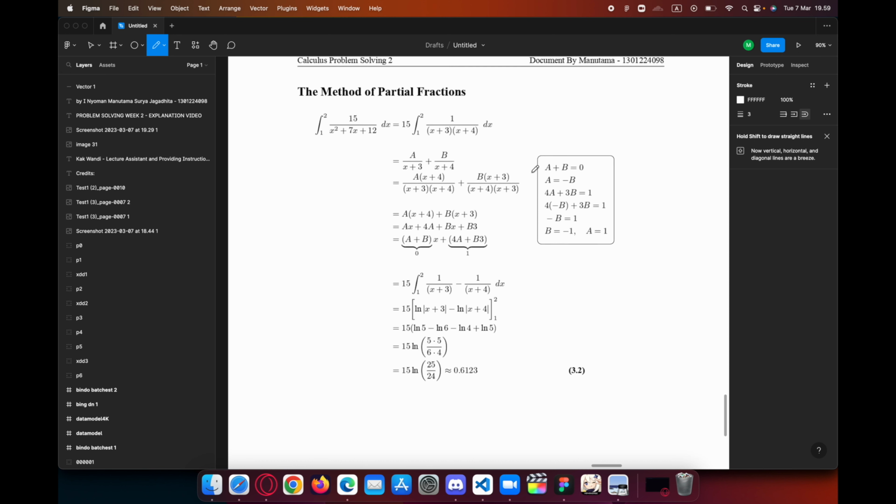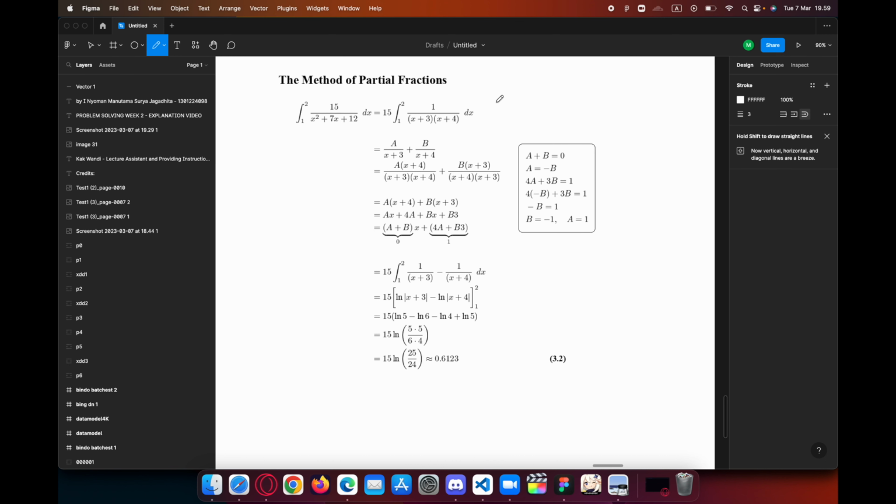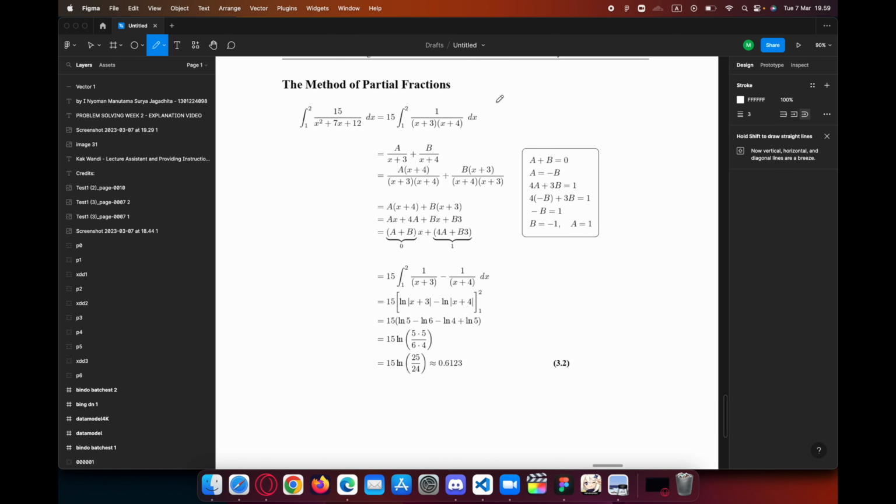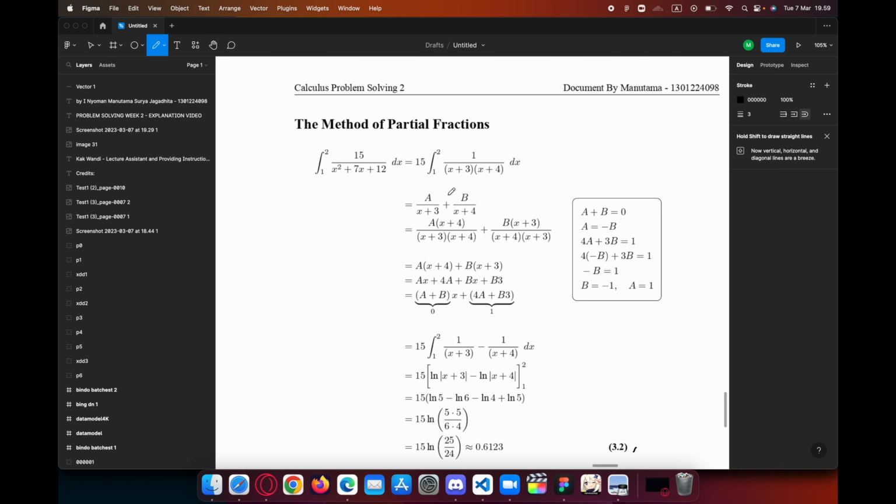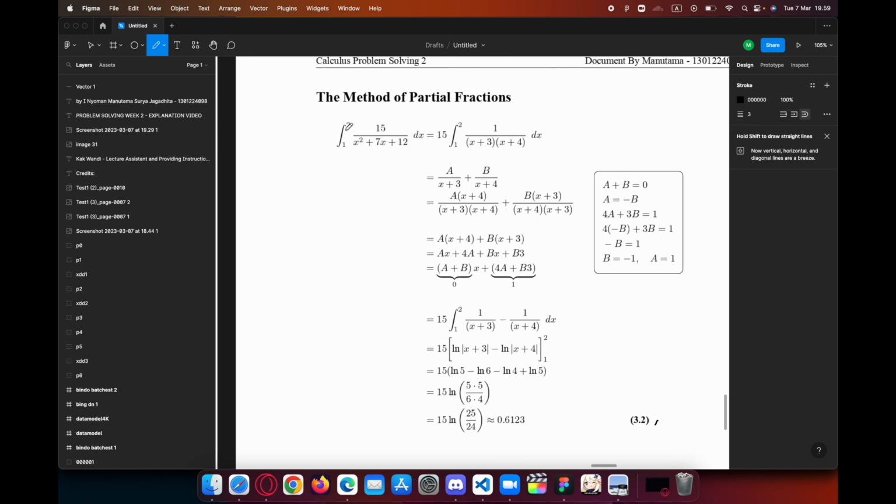The last number is 3 in the method of partial fractions, so we're going to do some partial fractions now. Actually it's for number 3.2. So the problem is the integral from 1 to 2 of 15 over x squared plus 7x plus 12.